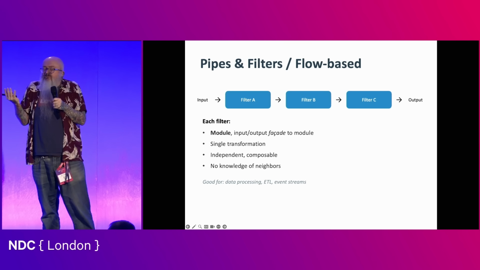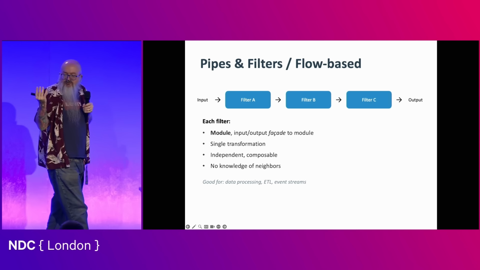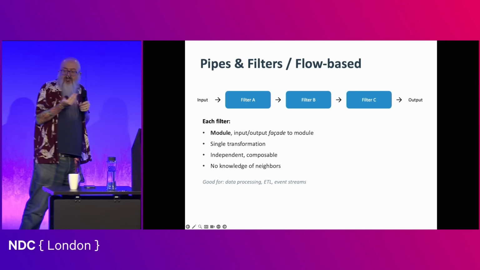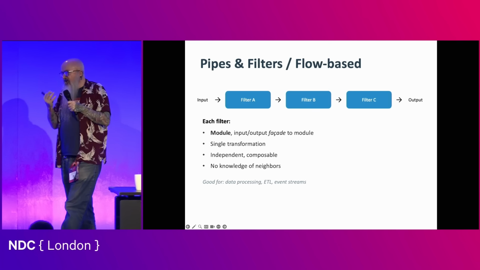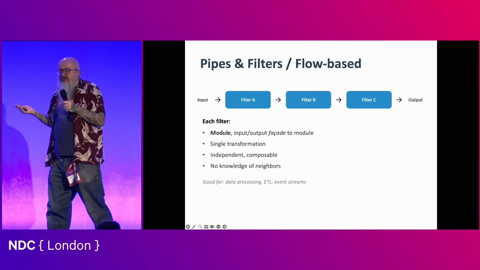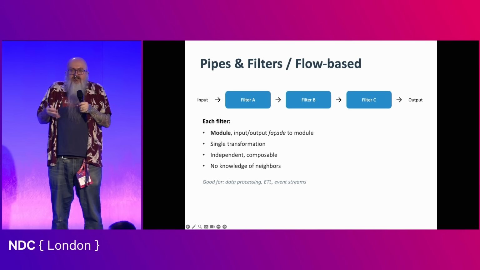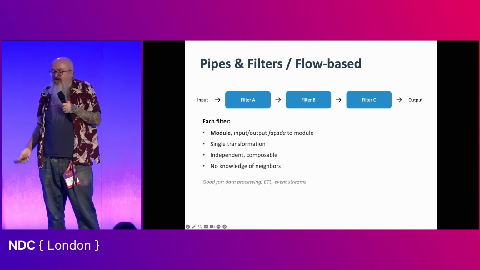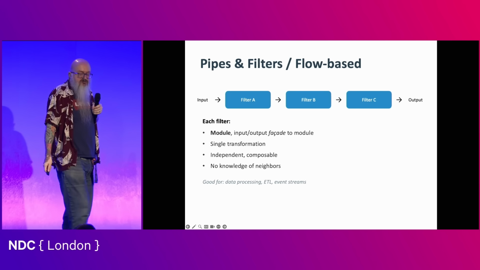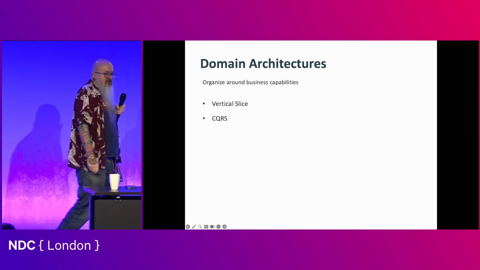The modules are effectively your operational steps, your filters. They perform some kind of single transformation. They are independent of each other, they are composable, and they don't know anything about their neighbors, right? I just know that I get data in, I perform my transformation, and data comes out of me. So that's really good for data processing, ETL, event streams.